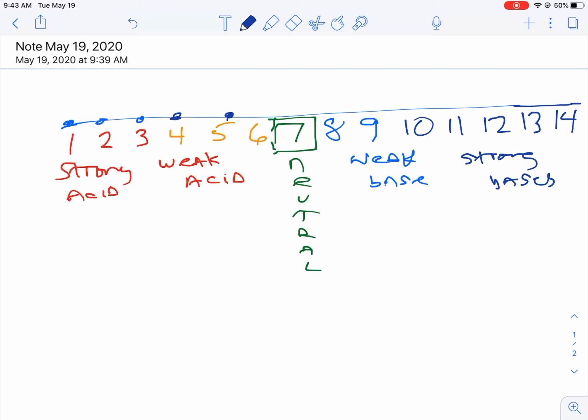We all know that water is neutral, and I'm going to show you water as this formula right now, especially in this chapter, and I'm going to discuss the pH scale in just a second with you.